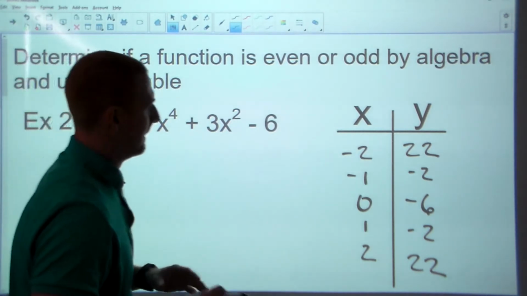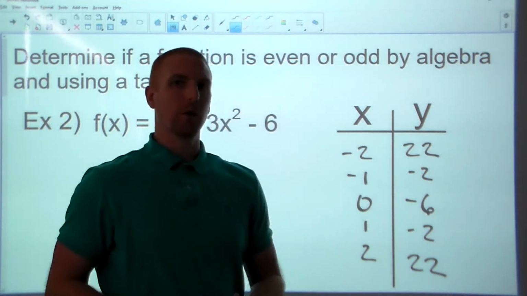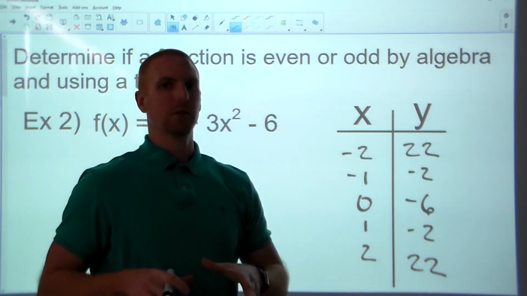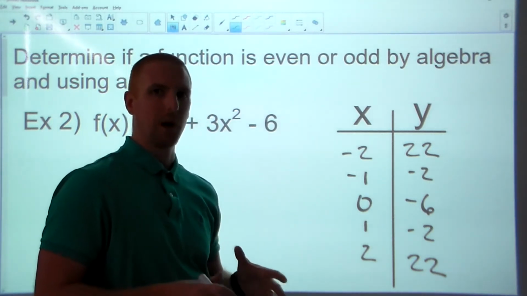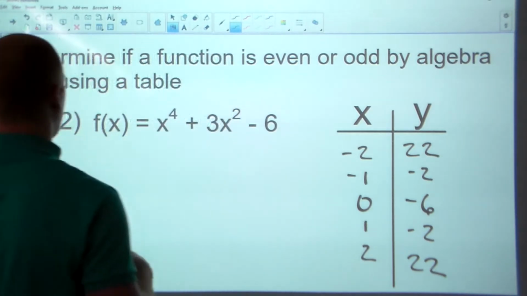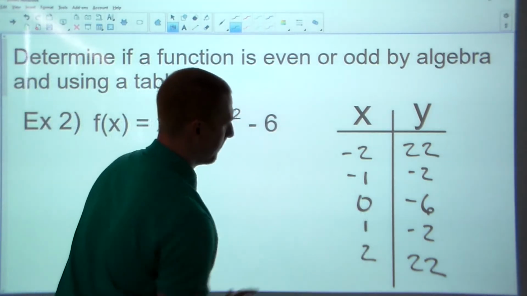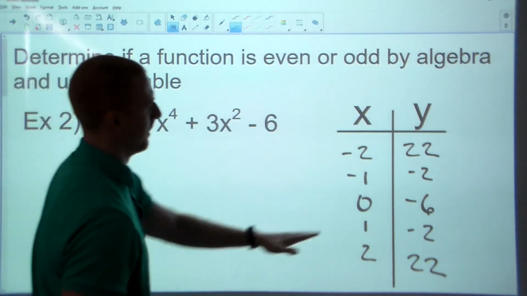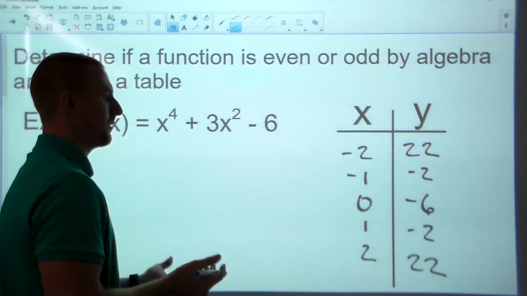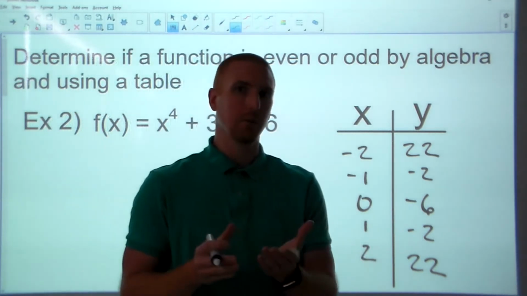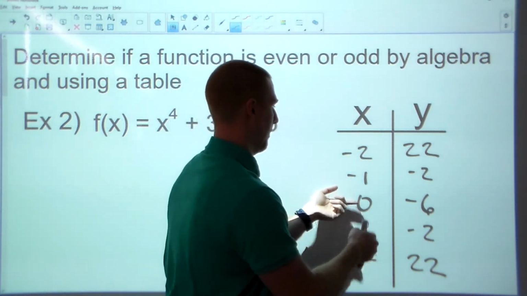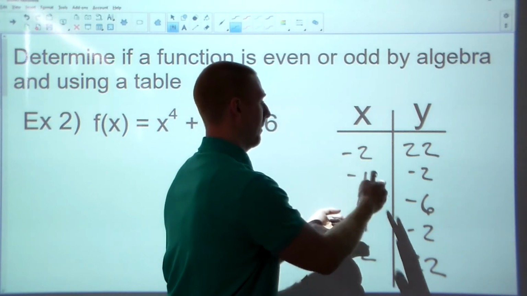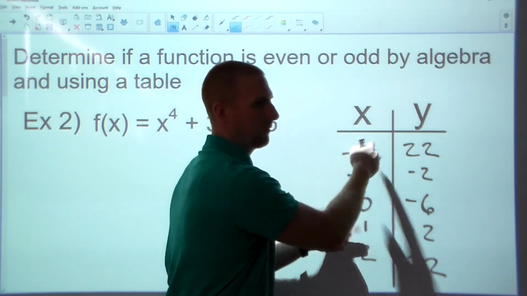Now this is a good way to get a sense of what's going on, but this is not the conclusive way we always want to approach this. But just to get started, this is probably a good way to think about it. So I've made a table here with a few values. I centered it around 0, which if these things are going to be even or odd, they're going to be centered around 0. What I mean by that is start with 0 and pick some points the same amount above or below 0, like counting by ones.